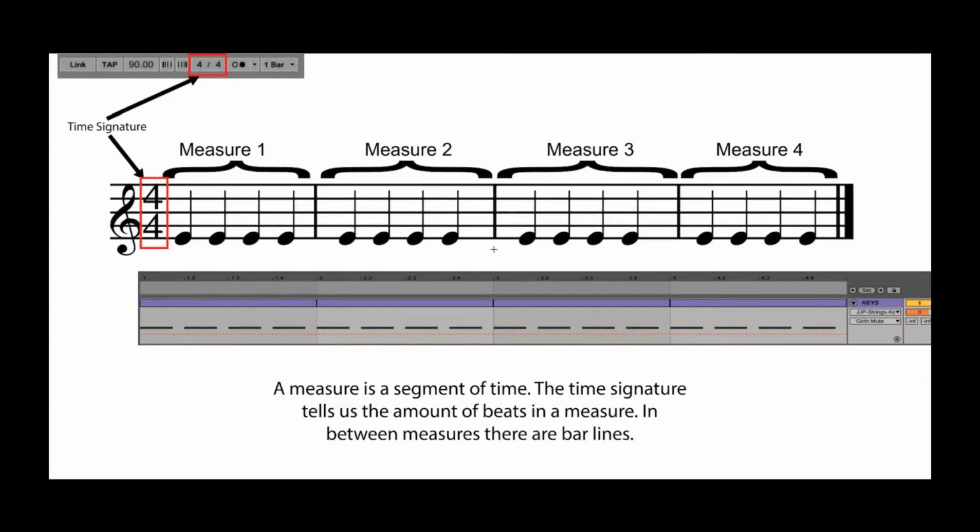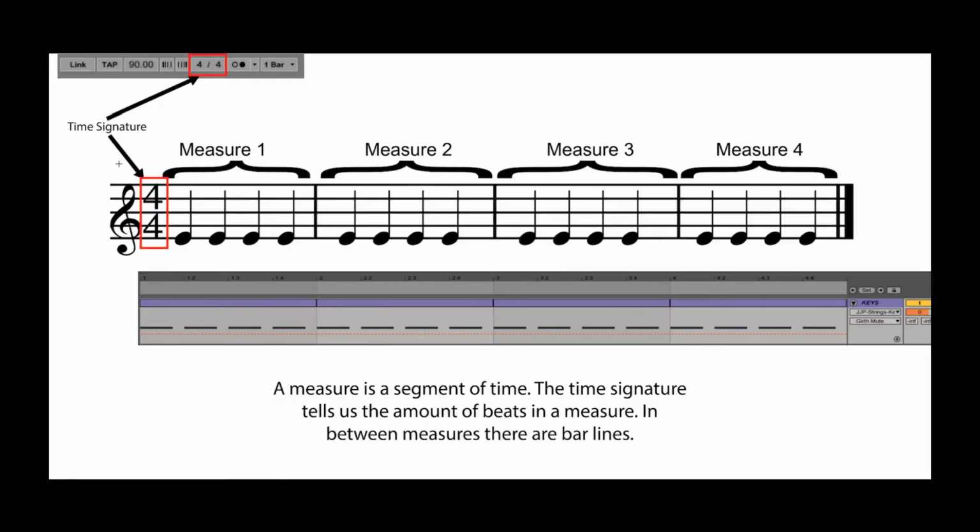Now, measures are sometimes called bars also, so we could call this bar 1, bar 2, bar 3, and bar 4, and that's why these are called bar lines. But we're going to call them measures. Now, if you look underneath it, you can see what a measure looks like in Ableton Live. You'll see we have the same here: 1 measure, then 2 measures, then a 3rd measure, and then a 4th measure. And you can actually see that we have some bar lines in Live.